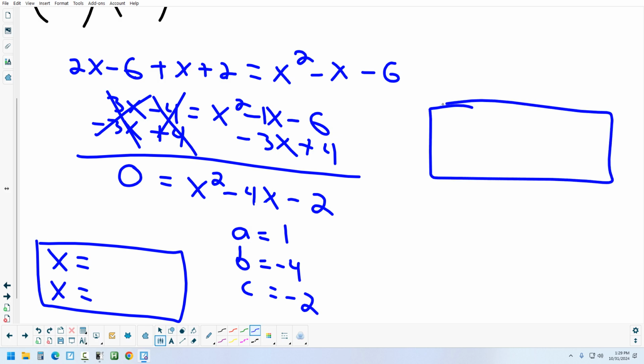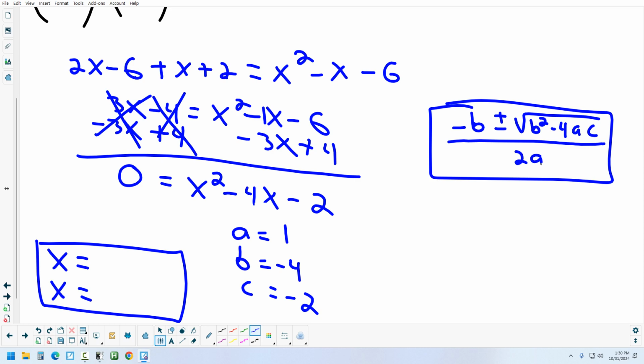Negative b plus or minus the square root of b squared minus 4ac, all over 2a. That's our formula. Just kidding. Okay, what's negative b in this case?